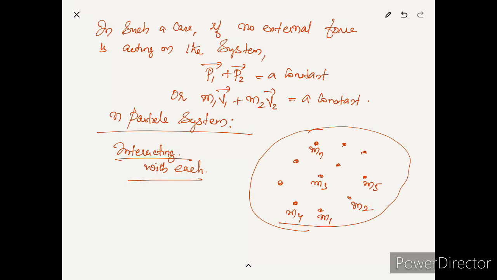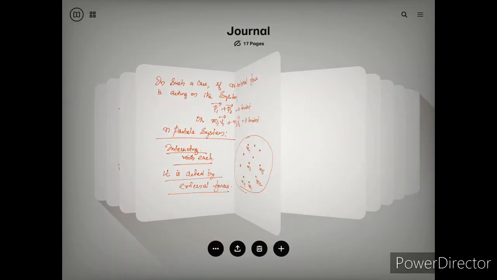So we are assuming that these particles are interacting with each other, and also that the system is acted on by external forces. So while we consider this n particle system, it has both internal forces as well as external forces. The particles interact with each other, which results in internal forces, and some external forces act on the system. This is our assumption regarding this n particle system. Now we are going to discuss the physics of this n particle system.